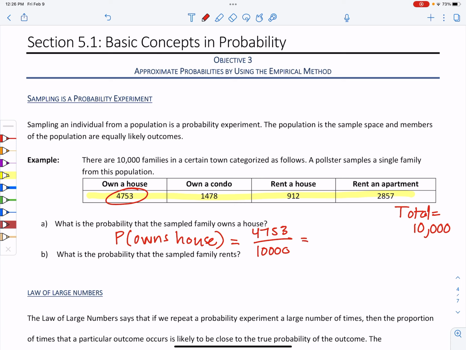All right, so depending on how you're asked to input your answer, we're going to go ahead and convert this to a decimal, and we're going to report our probability as 0.4753.